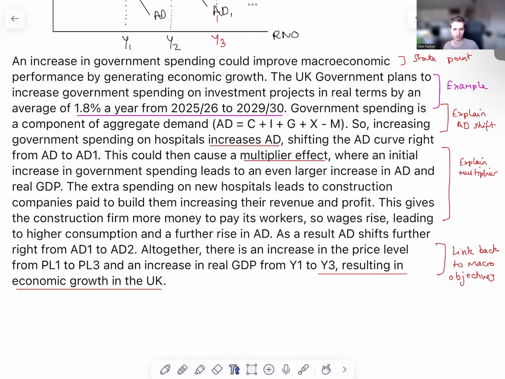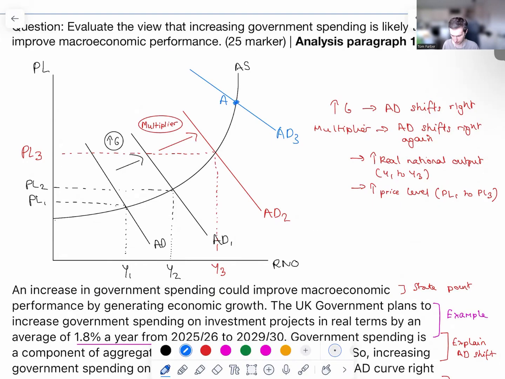Altogether, there is an increase in the price level from PL1 to PL3, and crucially for our point, an increase in real GDP from Y1 to Y3, resulting in economic growth in the UK. So that links back to the macro objective, the question about macro performance at the very end of the question.